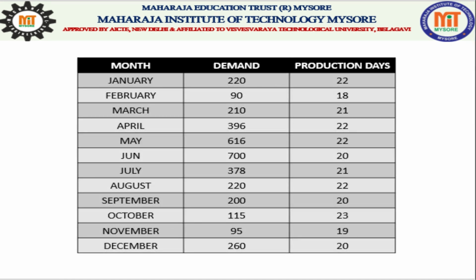So the tabular column is as shown here in the question. You have the months from January to December. You have the demand for each month and the production days for each month.